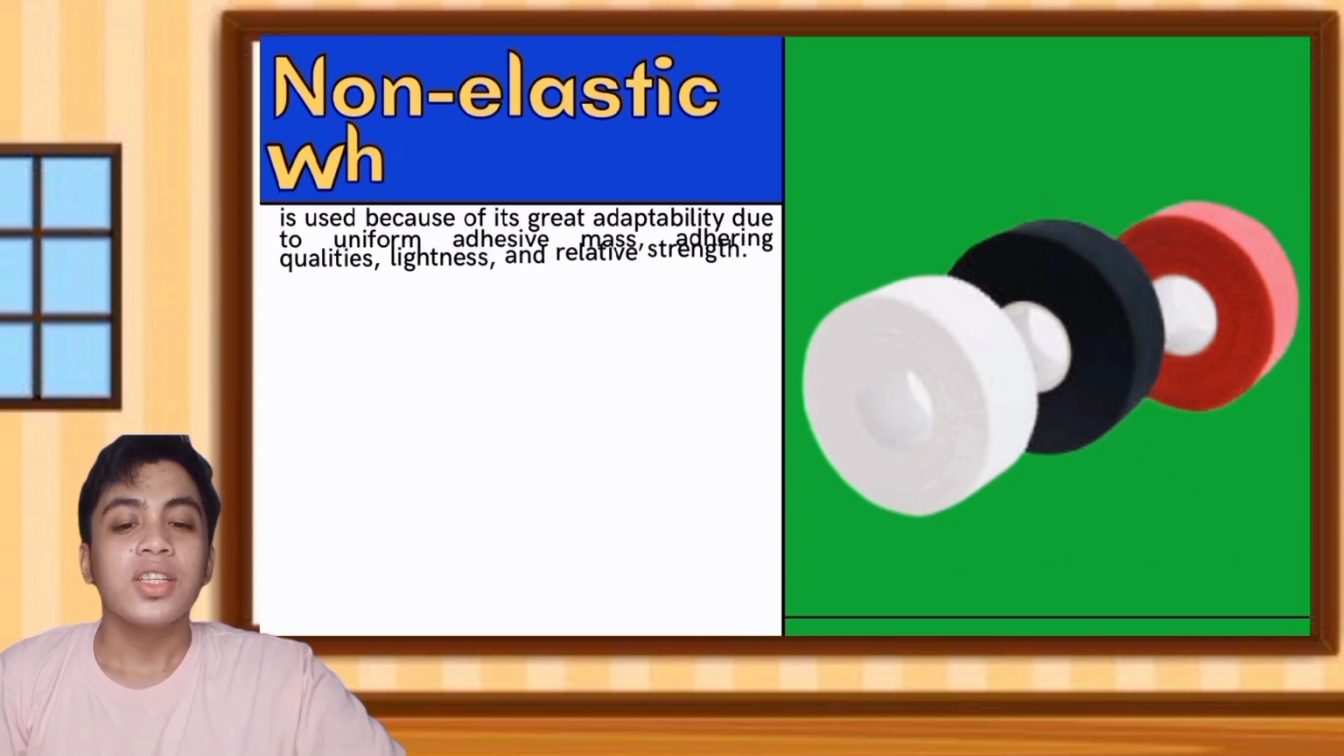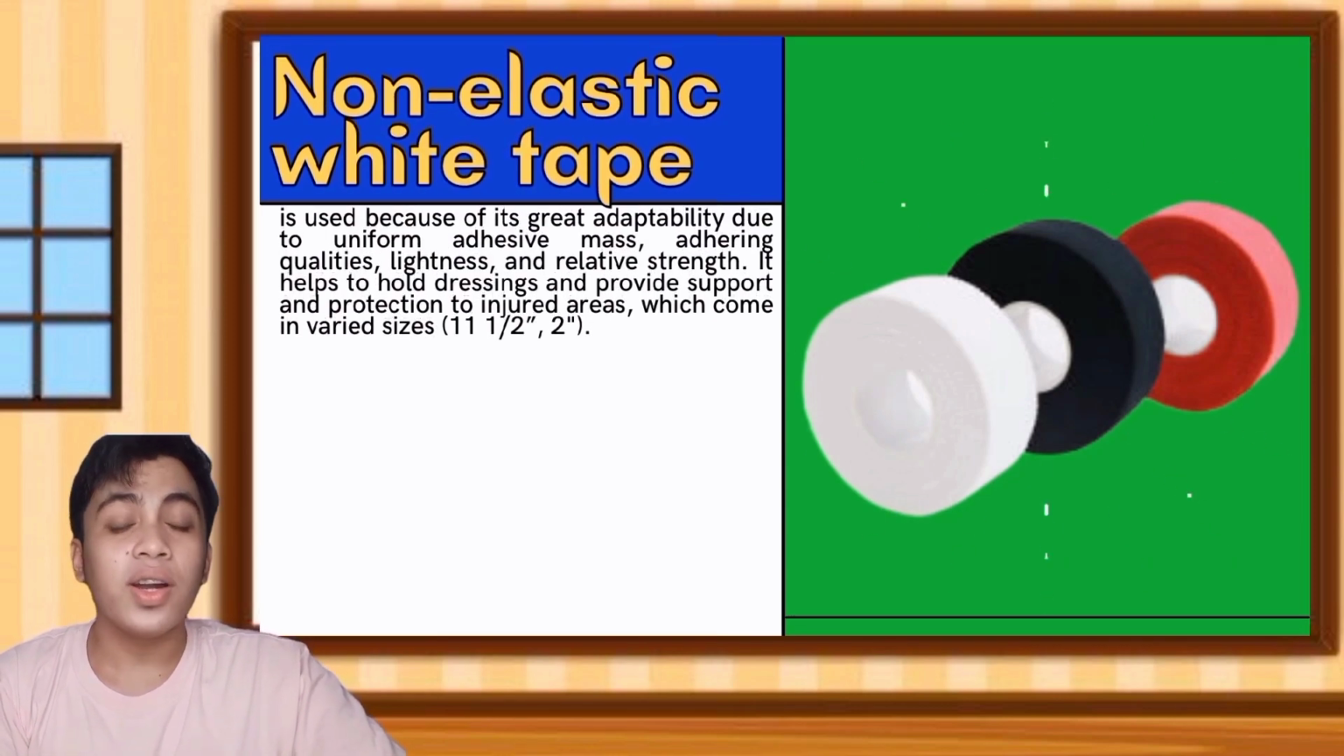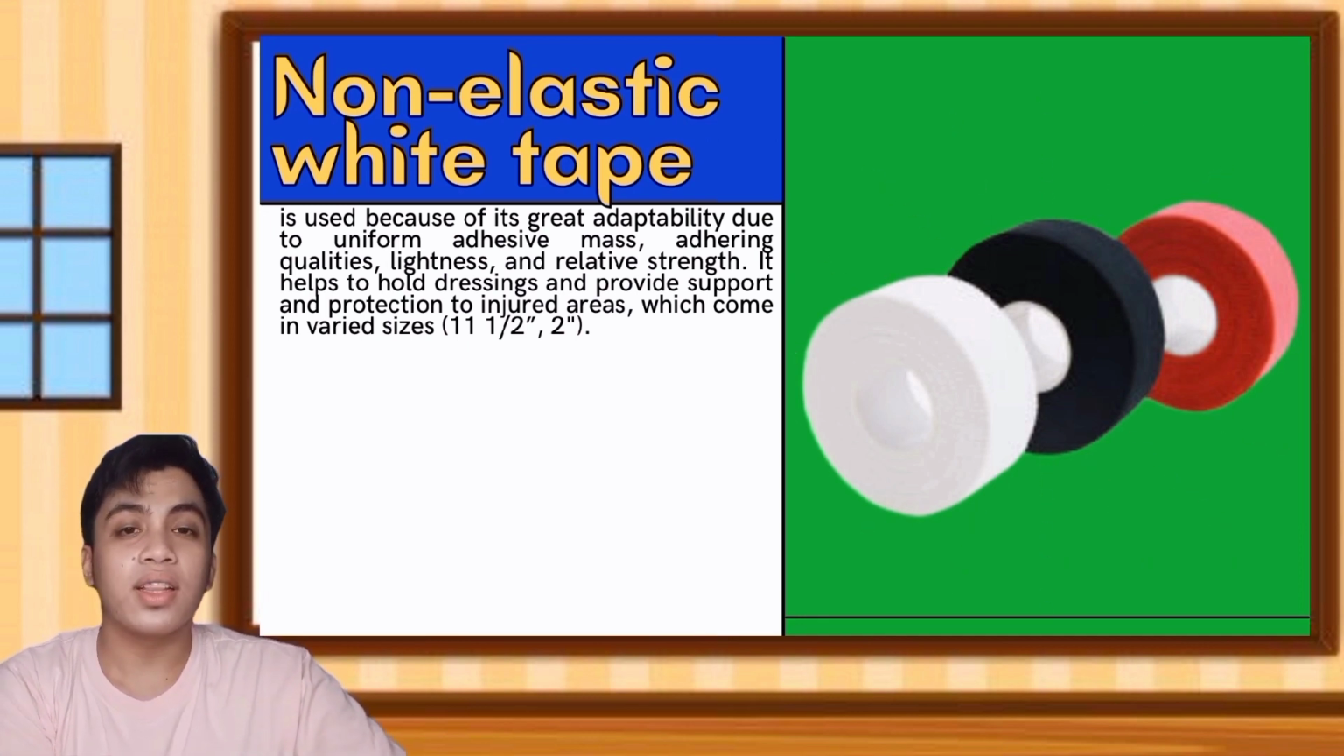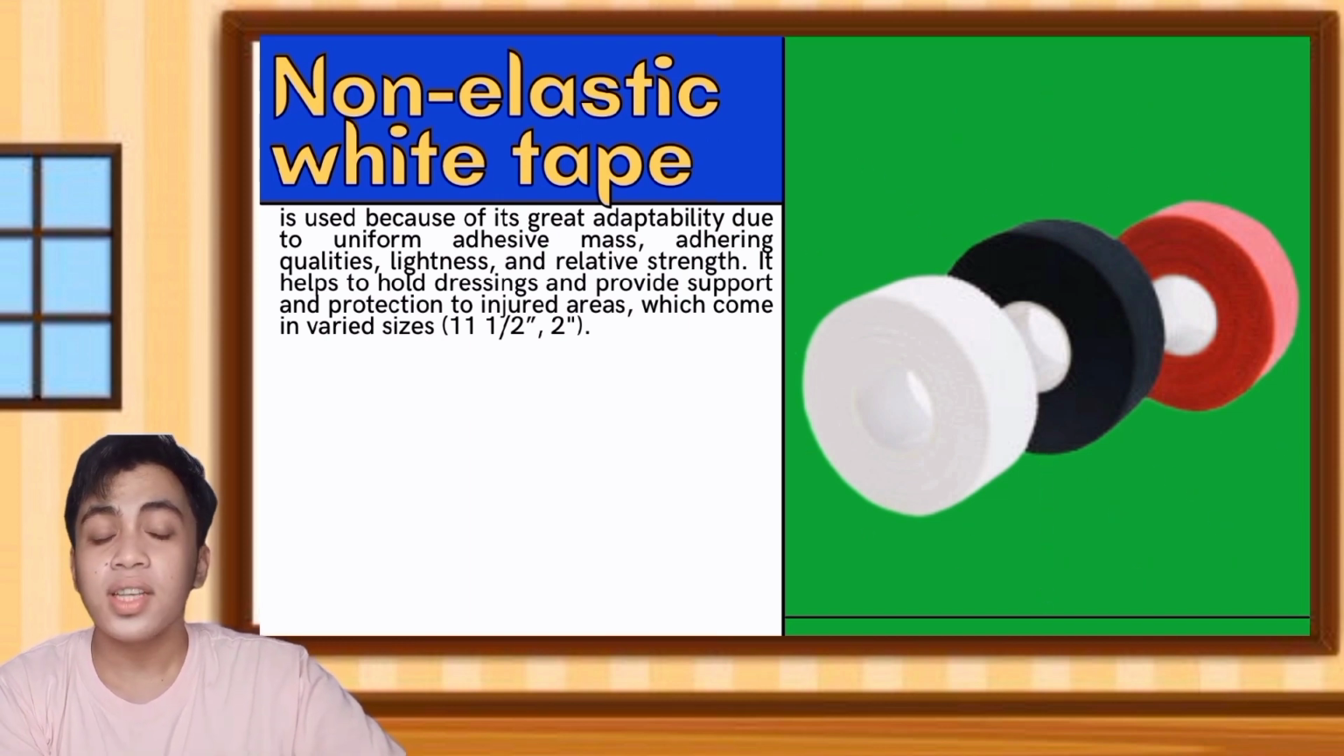Let us now proceed to non-elastic white tape. Accordingly, this is somehow better to use because of its great adaptability, just like uniform adhesive mass, adhering qualities, lightness, and relative strength. Non-elastic white tape can help hold dressings and provide support and protection to injured areas, same as the bandage. And it comes in varied sizes, whether it's 1, 1.5, or 2.